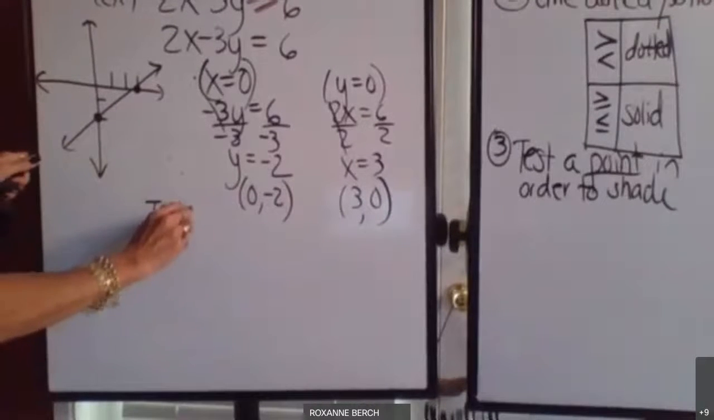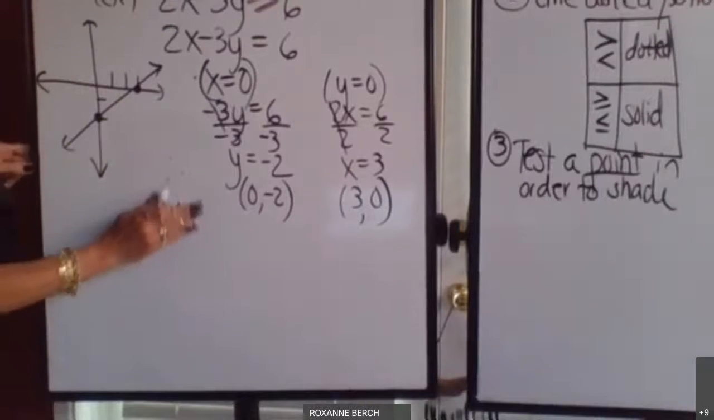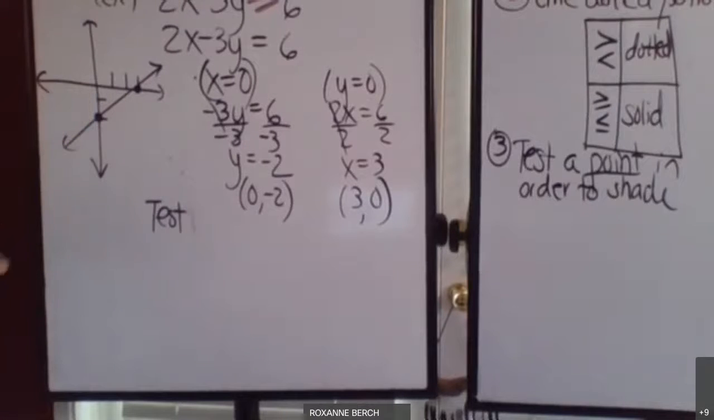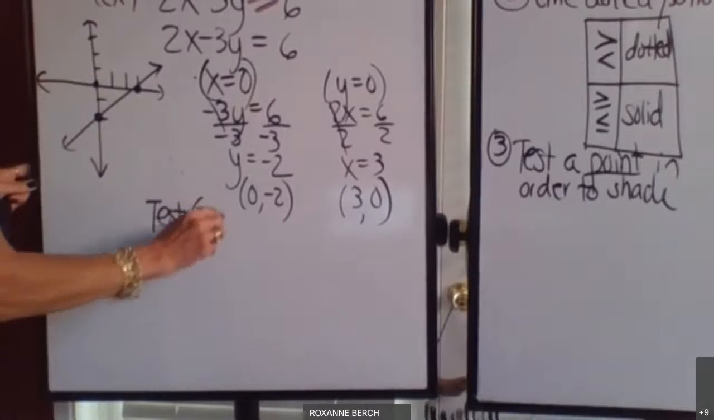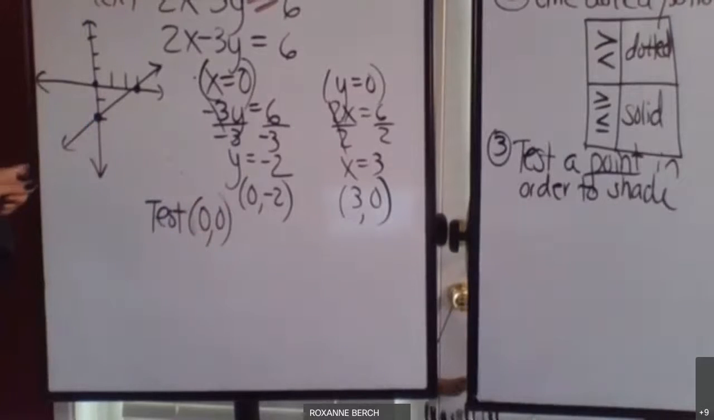So you can test any point you want. You can test 0, 0. You can test right one, up one. You can test right one, up 100. Test any point you want, just don't test it on the line. So I'm going to test 0, 0. And if 0, 0 falls on the line, you can't test it.